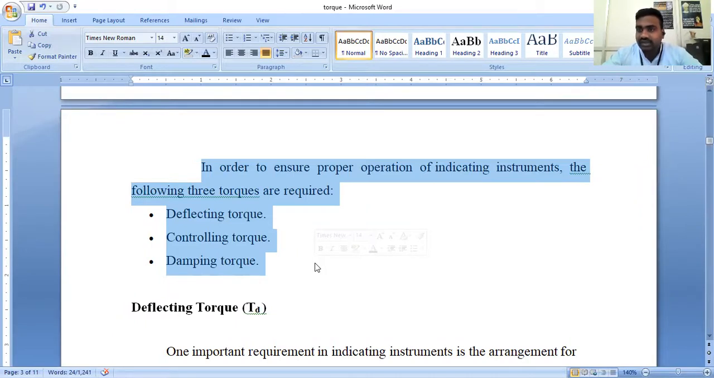Okay, so whenever a current carrying conductor is placed in the presence of a magnetic field, it will experience a certain amount of force. That force is displayed with respect to an aluminum spindle or aluminum needle. So that is the operating principle.